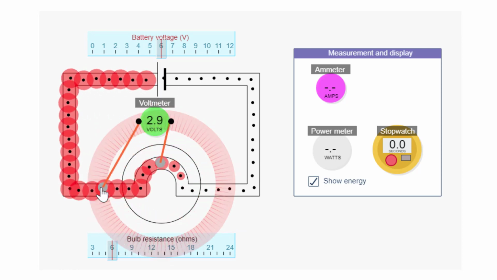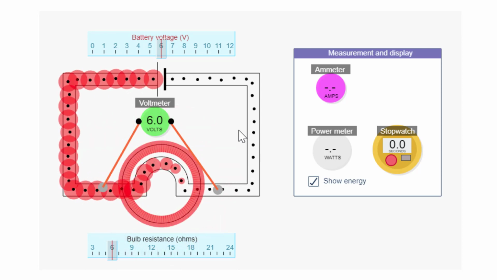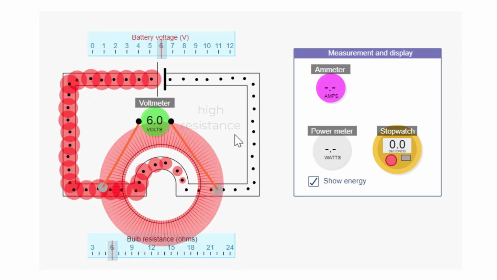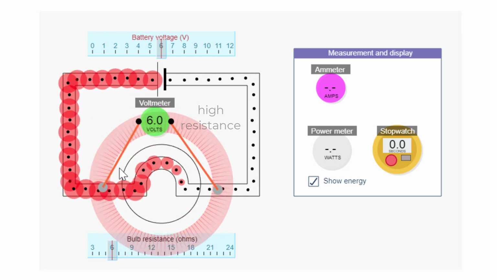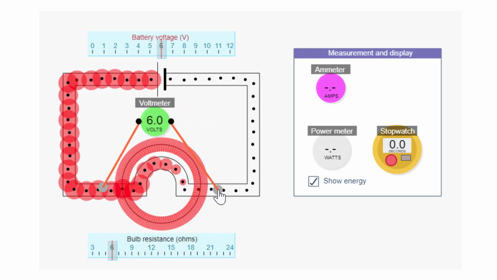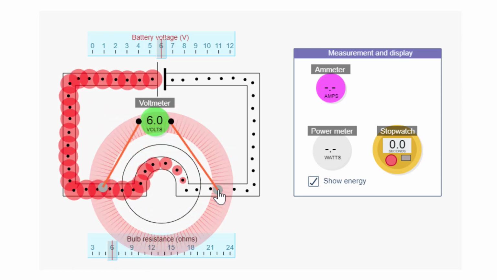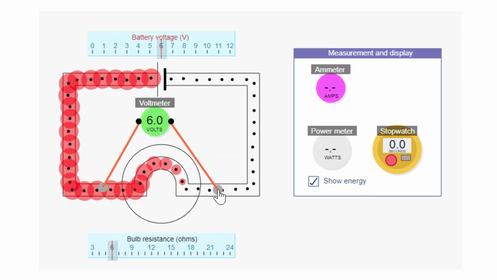Voltmeters are designed so that they don't change the voltage they're trying to measure very much. And for that reason, they have a very high resistance, and that means that very little current actually flows through them. And in an ideal voltmeter, like we have in our animations, we imagine that 0 current actually flows through the voltmeter.